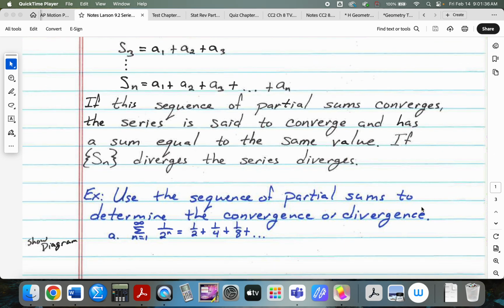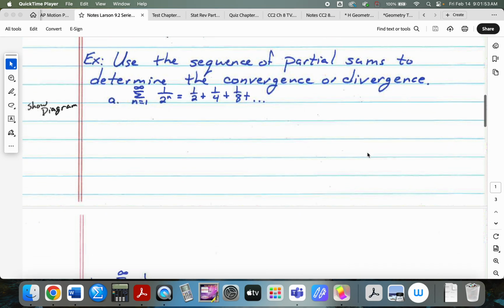So if this sequence of partial sums converges, the series is said to converge and has a sum equal to the same value. If the sequence diverges, the series is going to diverge. So if the sequence of partial sums diverges, the series is going to diverge. All right, so let's use a sequence of partial sums.